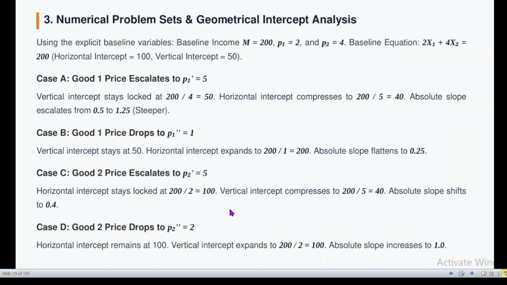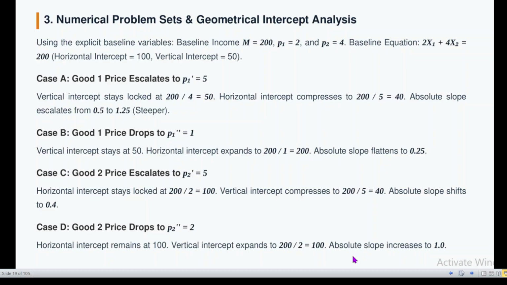And in case D, the good 2 price drops to P2 prime, which is equal to 2. Before, the baseline price of good 2 was 4, and it dropped to P2 prime equal to 2. The horizontal intercept remains at 100, which is locked, and the vertical intercept expands to 200 divided by 2, which is equal to 100. The absolute slope increases to 1.